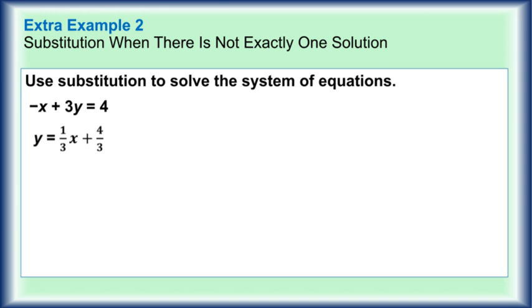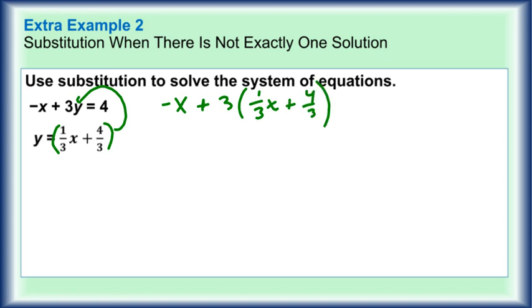Next, use substitution to solve this system. Here I have my y equaling. I'm going to substitute that in for this y. So I have negative x plus 3 times 1/3 x plus 4/3. This has to equal 4.